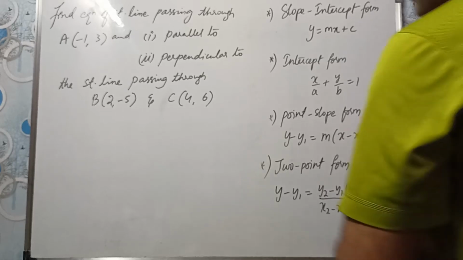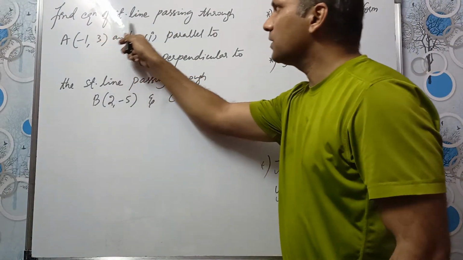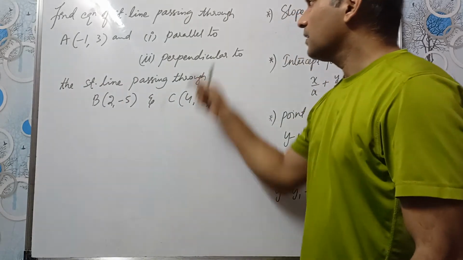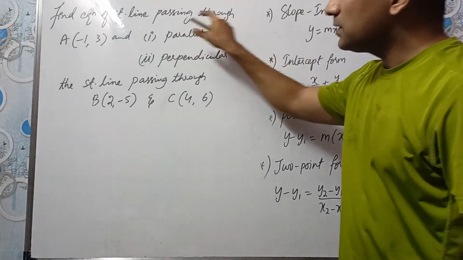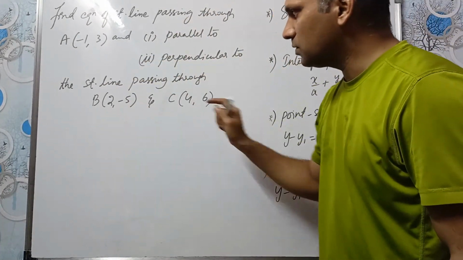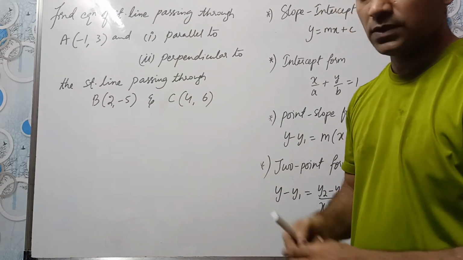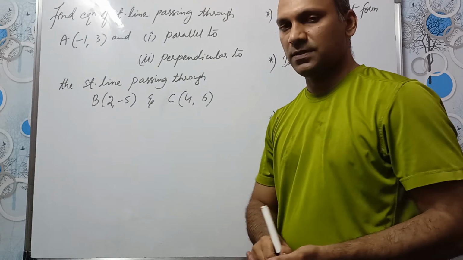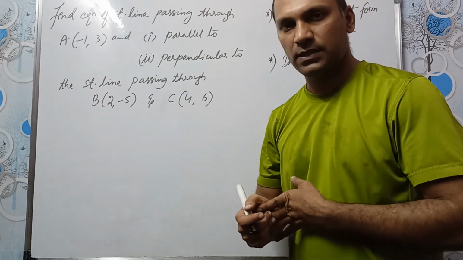Okay, we have a question here. Find the equation of the straight line passing through A(-1, 3), parallel to the straight line passing through these 2 points. Okay, that is one question. And perpendicular to the straight line passing through these points. We have 2 bits in this, right?